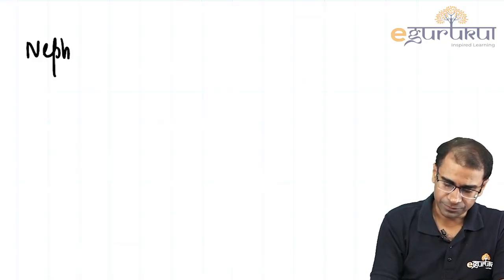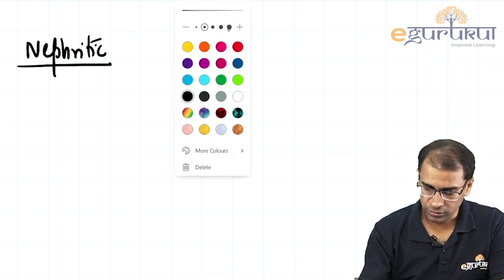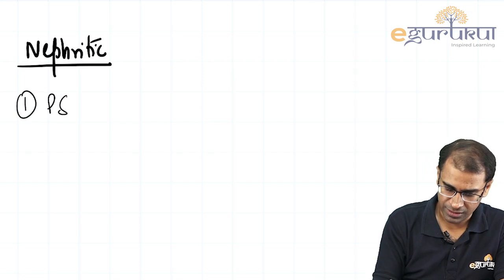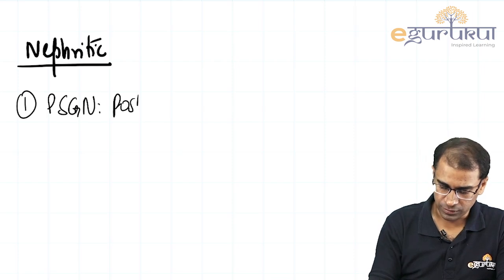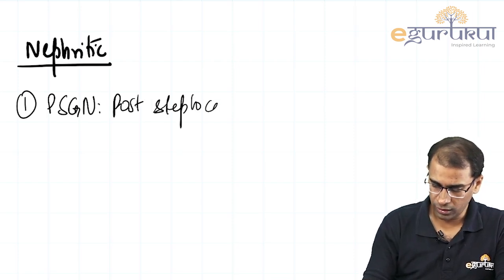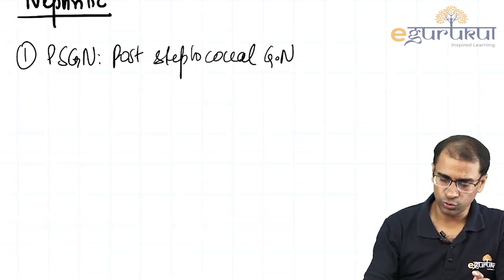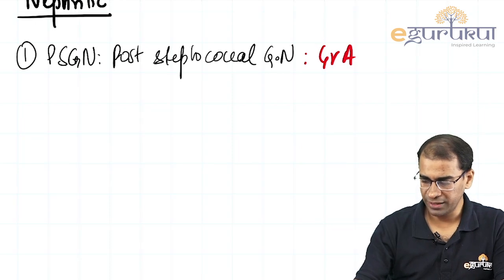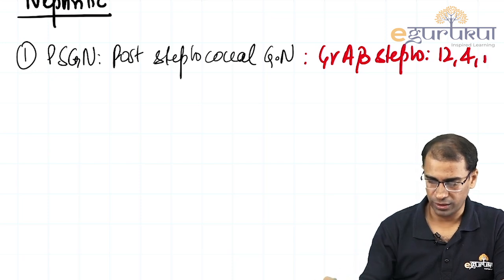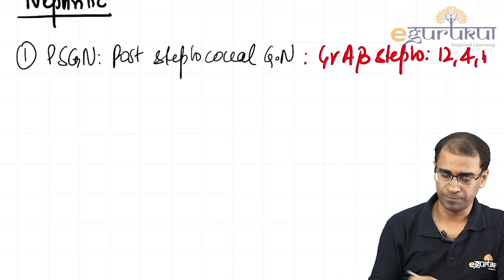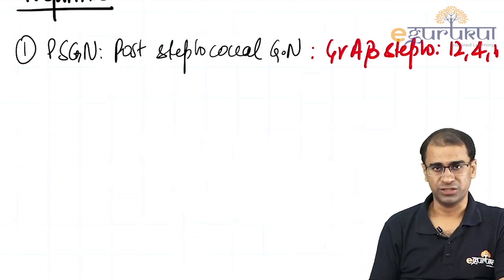In nephritic, I'll first talk about PSGN, post streptococcal glomerulonephritis. Now, etiological agents, you all know these things, so I will just write in short. Group A beta hemolytic streptococcus. The strains are 12, 4 and 1.